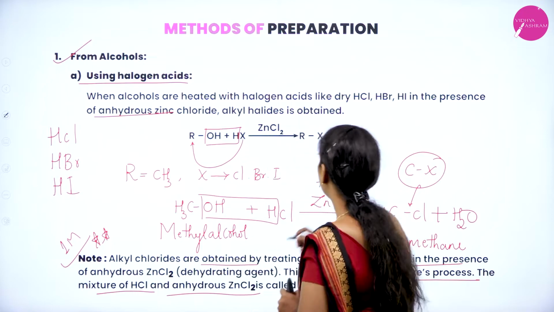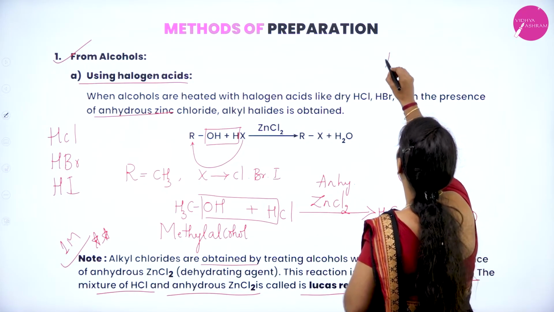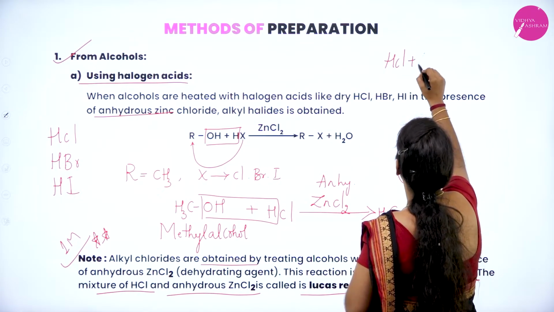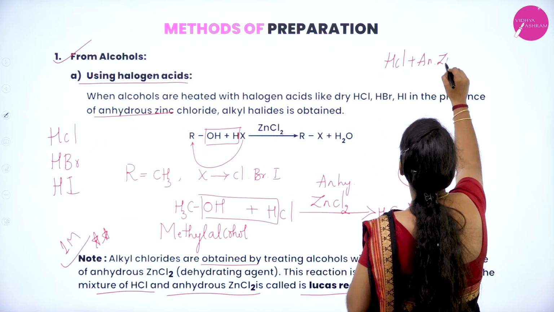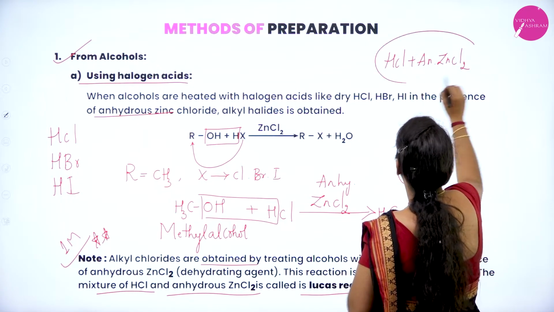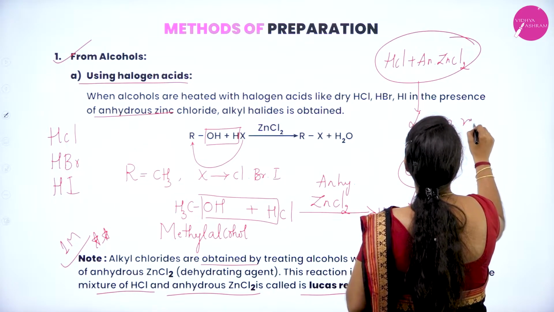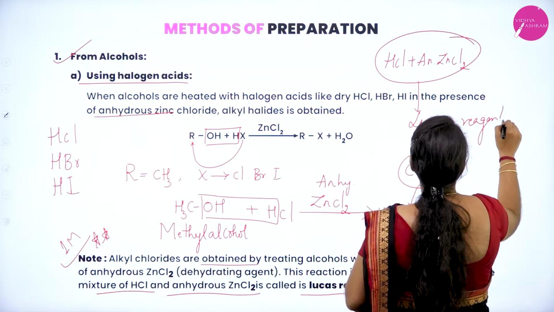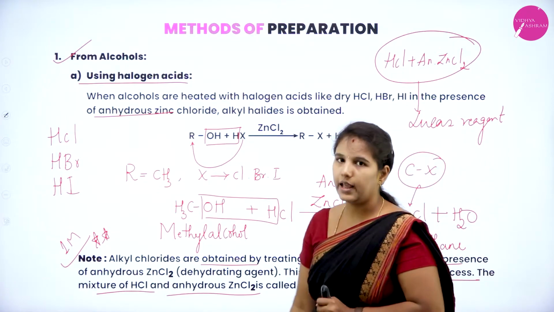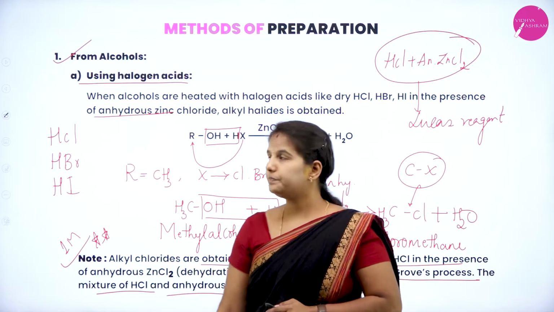So it is nothing but a mixture of HCl with what? Anhydrous zinc chloride, and this is known as what? Lucas reagent. So for your 1 mark, they can ask you this question.